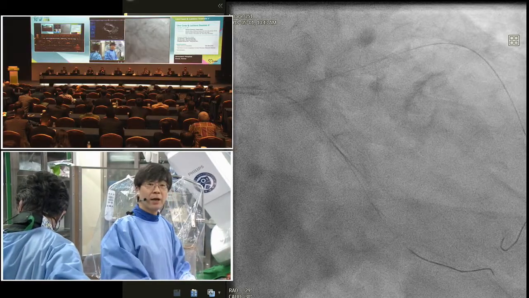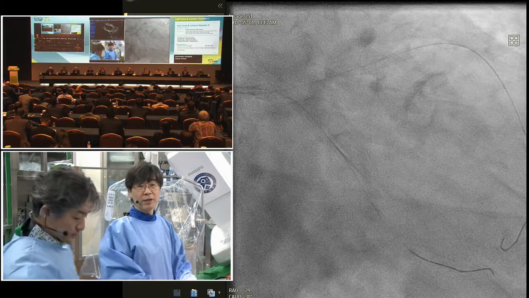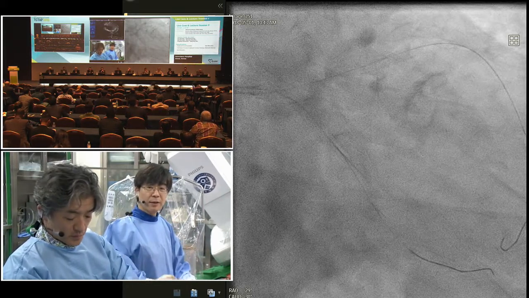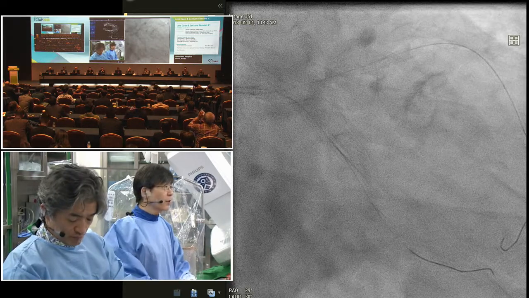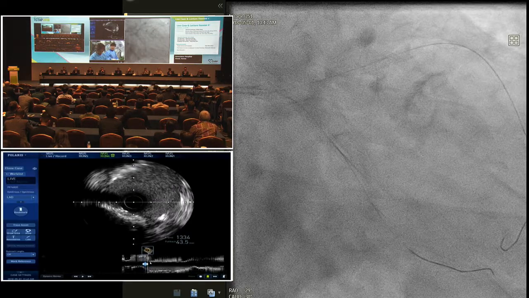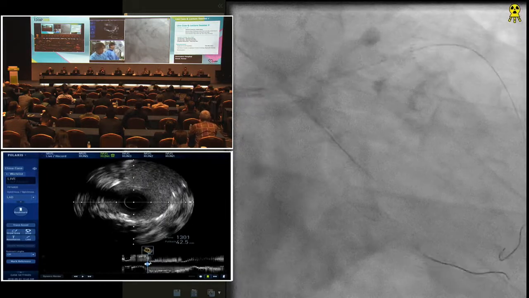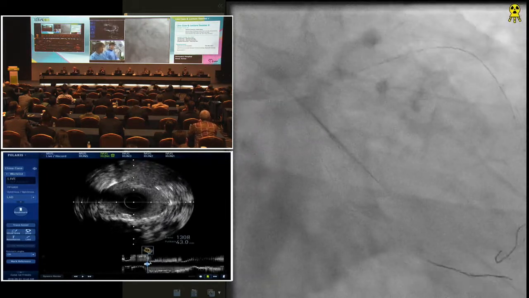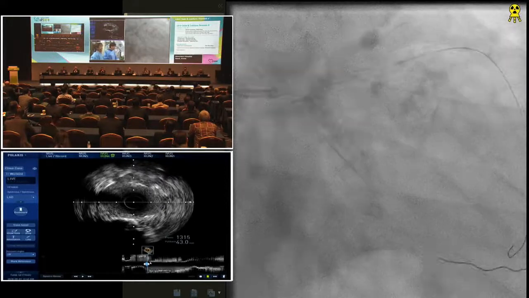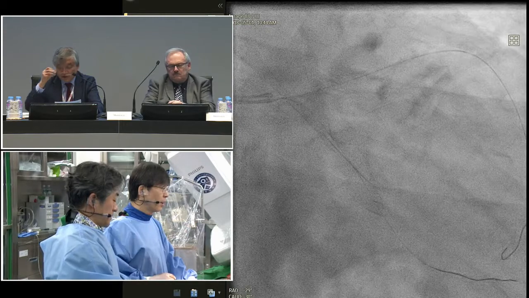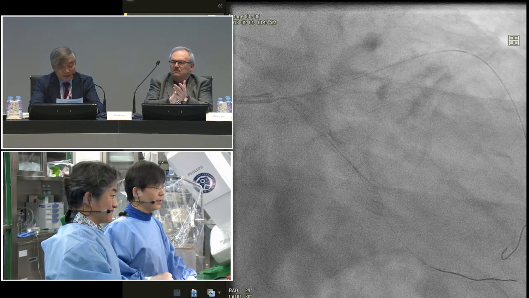So based on the IVUS finding, when you see that bifurcation area, only one cut of the stent strut was positioned in the bifurcation area. So it's almost optimal. Dr. Hong? Time is limited, so congratulations for your excellent demonstration. Thank you.